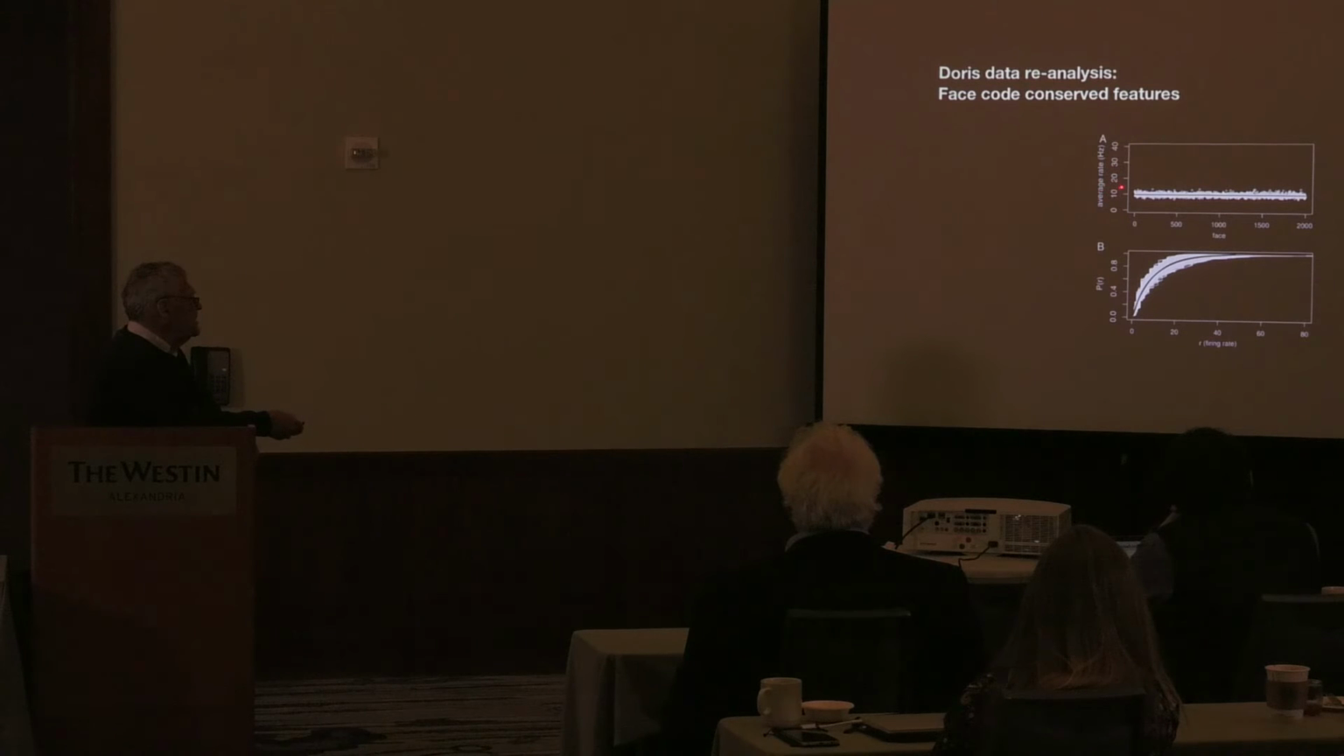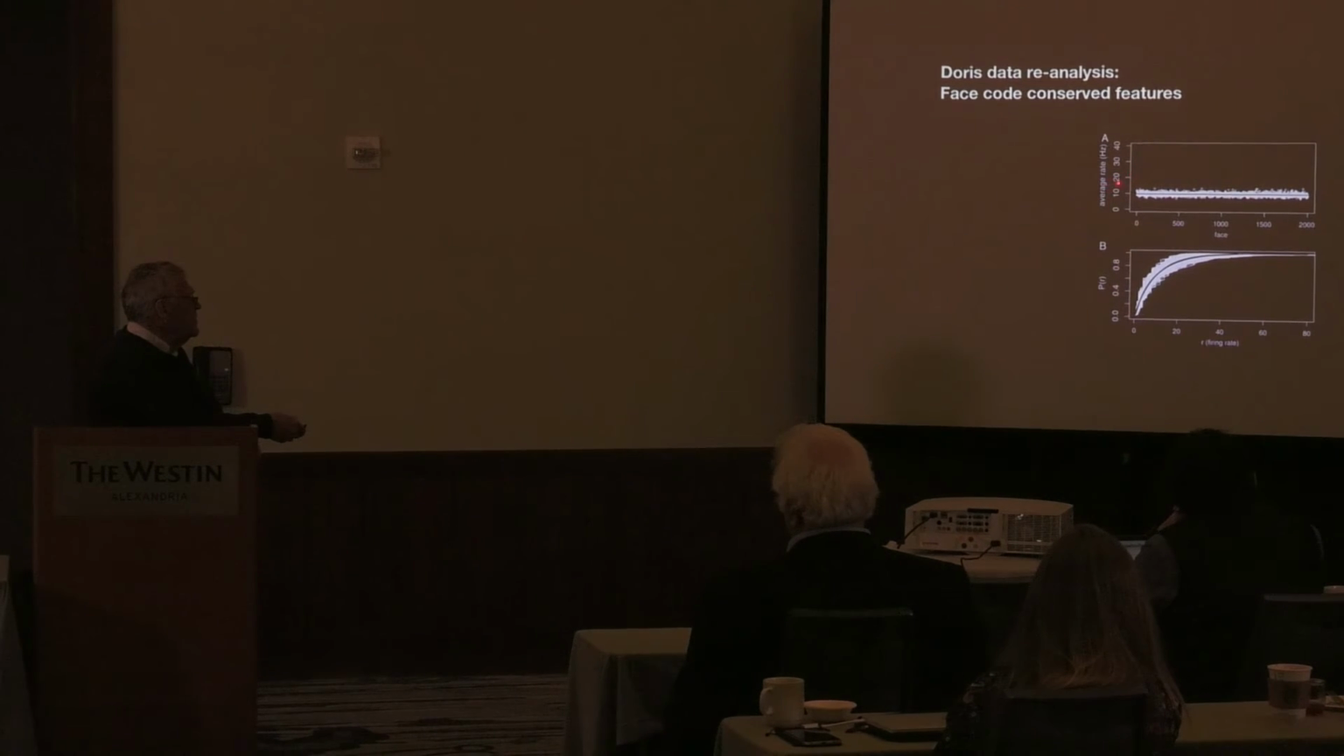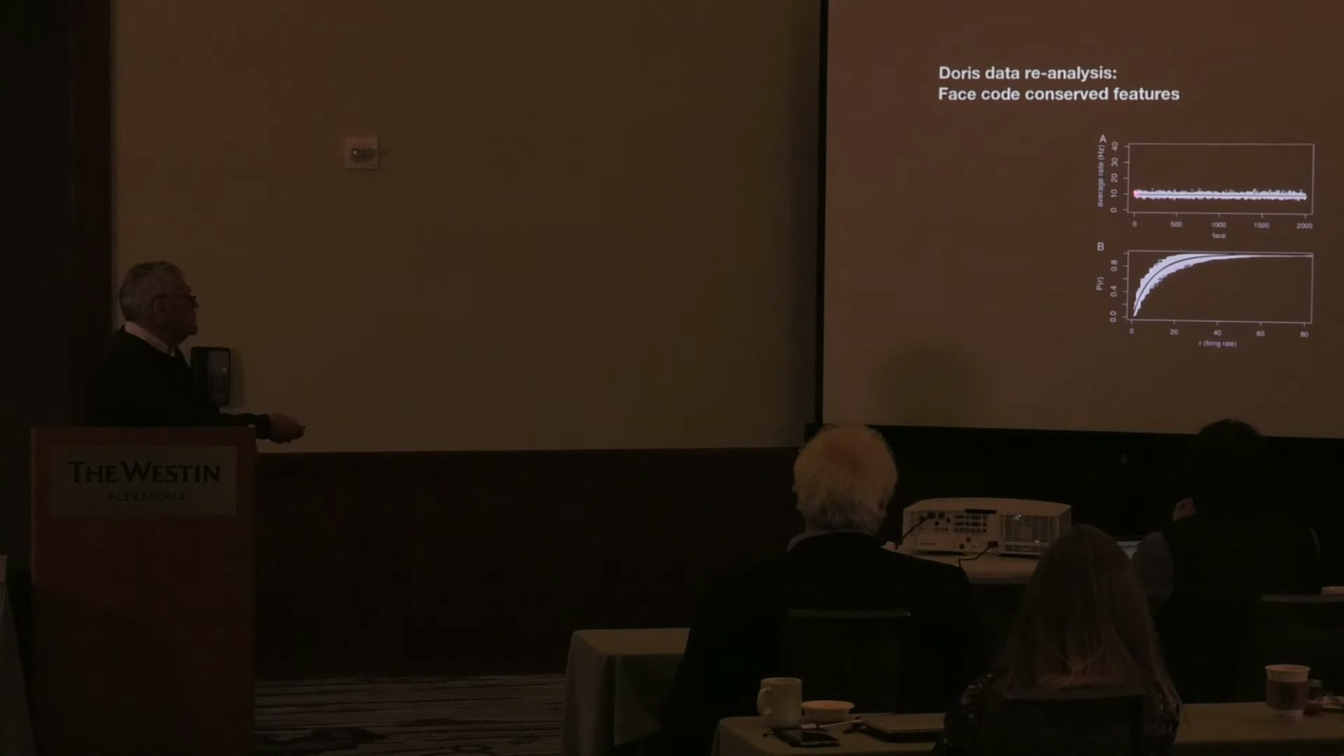And you can see that this line here is an average of 9.4 spikes per second. And you can see that the average firing rate for the same 100 neurons was basically 10 spikes per second for all 2,000 faces.